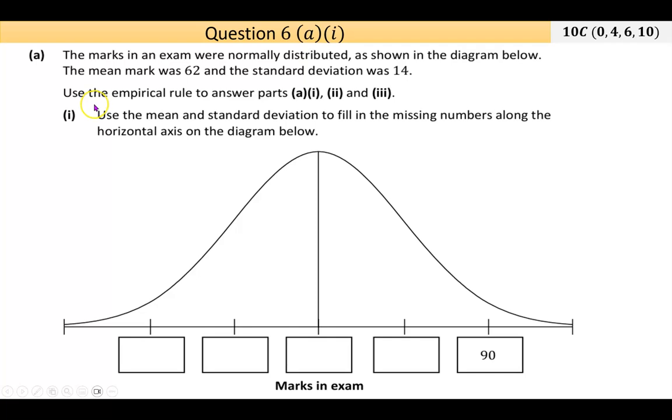Now, part one says use the empirical rule to answer parts A1, A2, A3. And part one specifically states use the mean and standard deviation to fill in the numbers along the horizontal axis on the diagram below. So if we realize that the mean is the middle value, well, that's our first thing. We're given 90 here on the end, but we'll worry about that in a second. The mean is the middle value in a normal distribution. So that's 62, and that gives me the low partial.